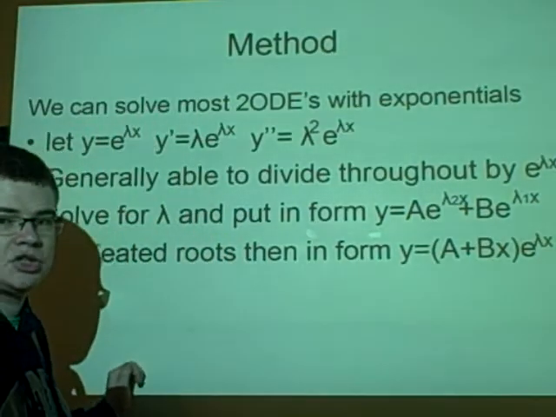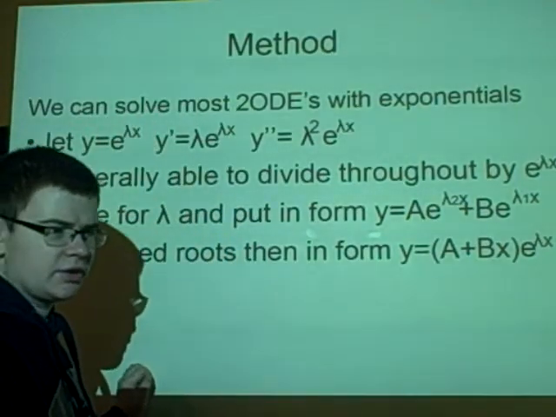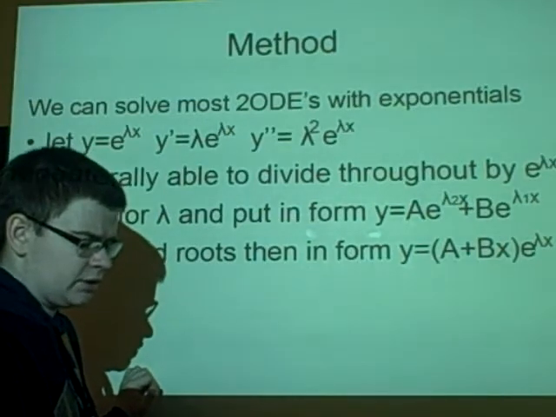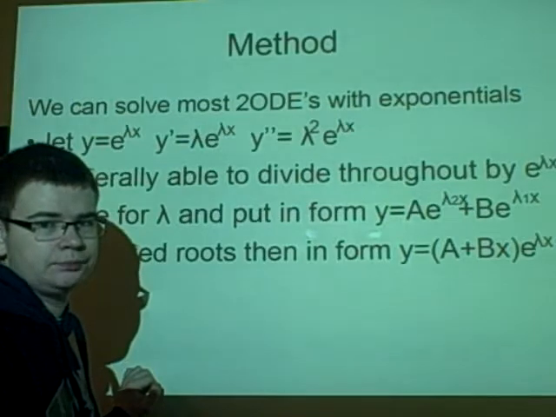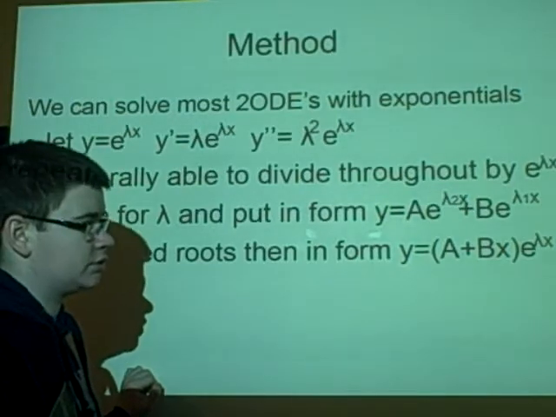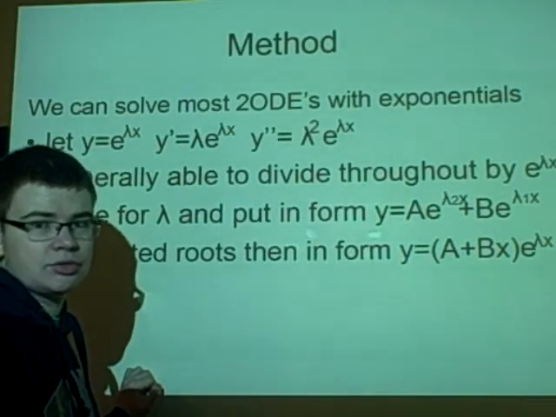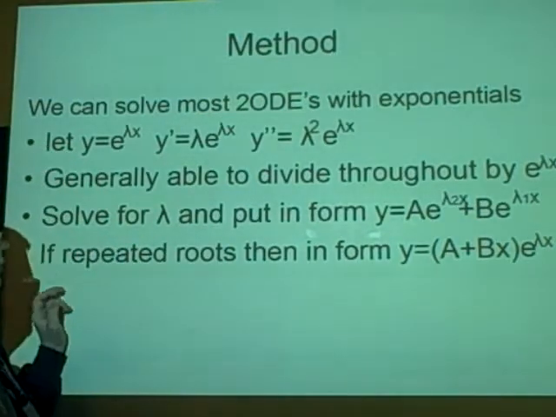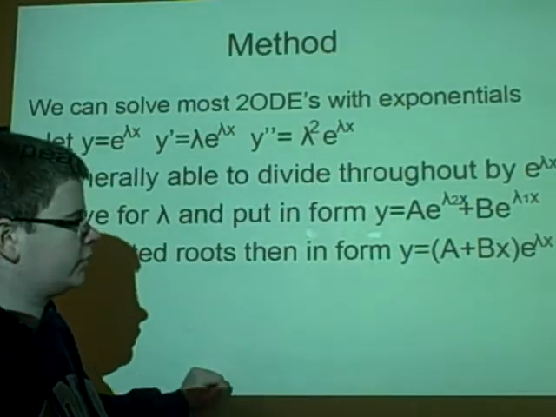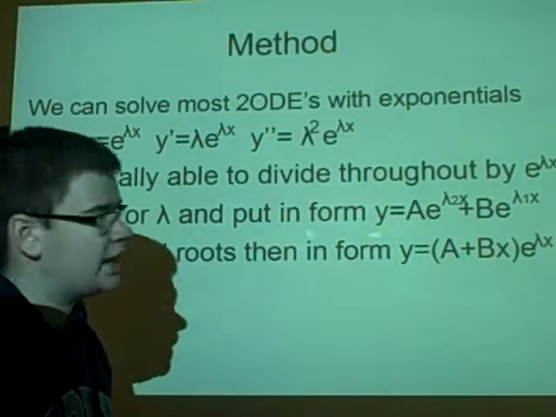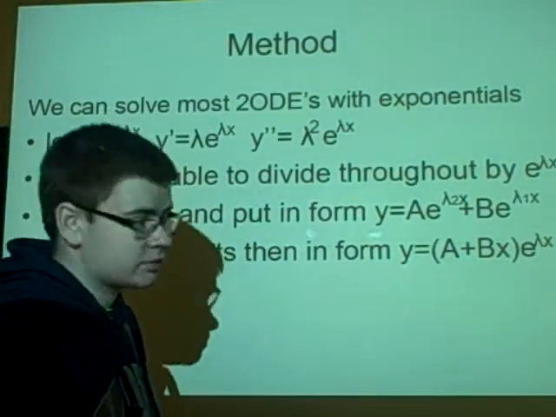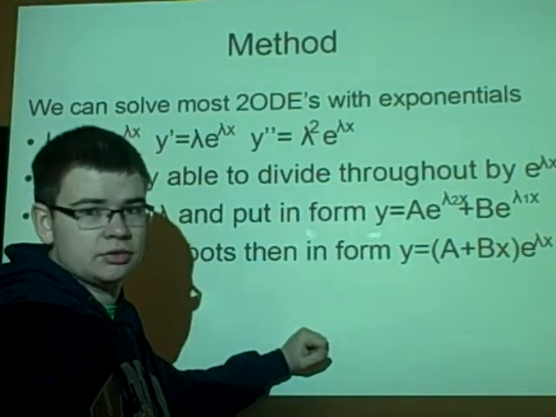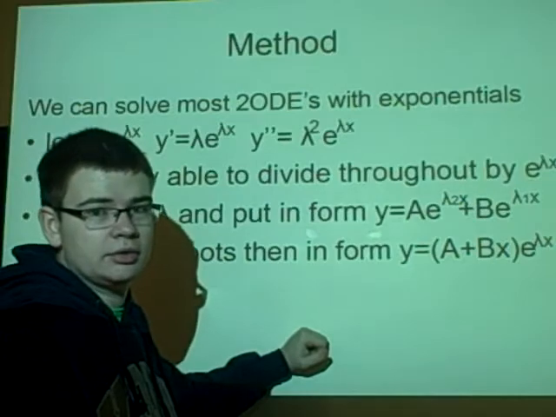And sometimes you may get double roots. If you have something like lambda squared equals 0, then you've got two values that go through the same point. You've got a lambda of 0 and a lambda of 0. So if it's a repeated root, then we have y equals (a plus bx) all times e to the lambda x.